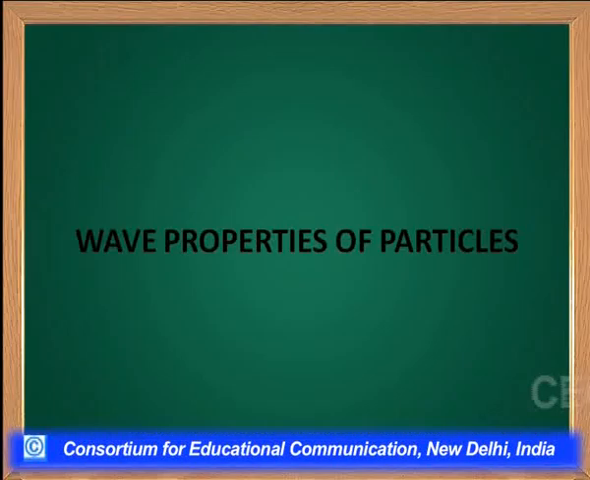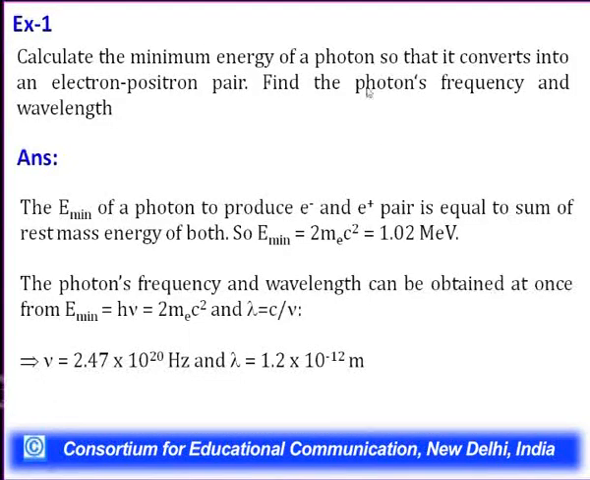On the basis of that, we again solve an example: calculate the minimum energy of the photon so that it converts into an electron-positron pair. Then find the photon's frequency and the wavelength.